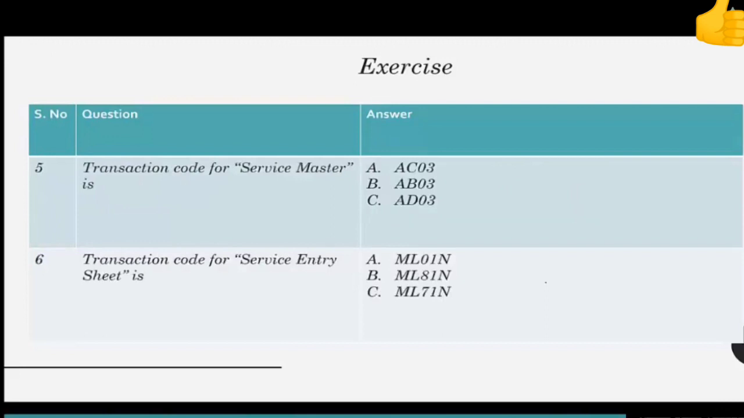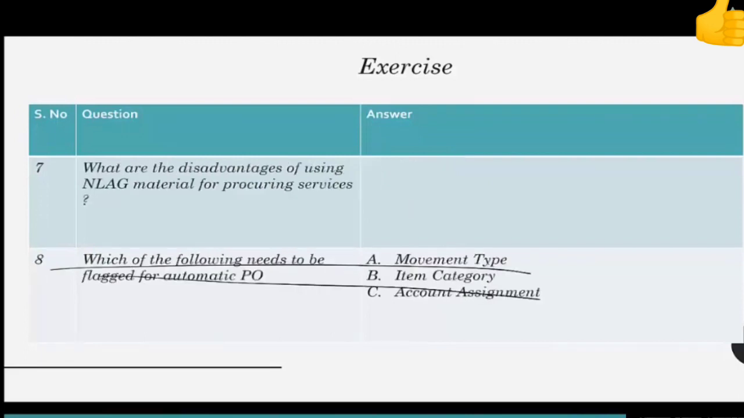Number 5. Transaction code to create the service master is AC03. Transaction code for service entry sheet is ML81N. And like I said, just go refer to your SAP system for transaction codes.